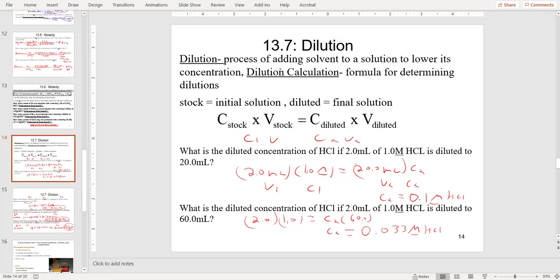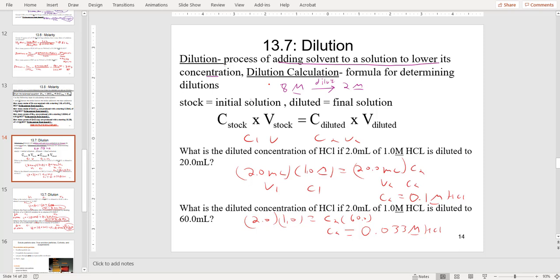A dilution is when we go ahead and we add solvent to a solution in order to lower its concentration. So we make it from concentrated to diluted. So for example, if I had a concentration of 8 molarity, I could dilute it in order to make it 2 molarity, where 8 molar is more concentrated, 2 molar is more dilute.